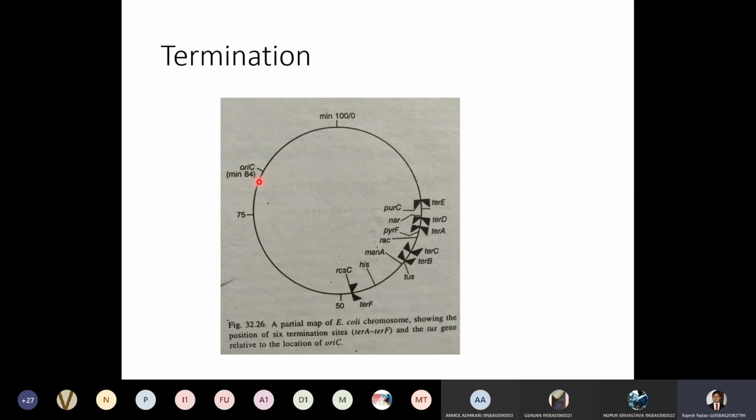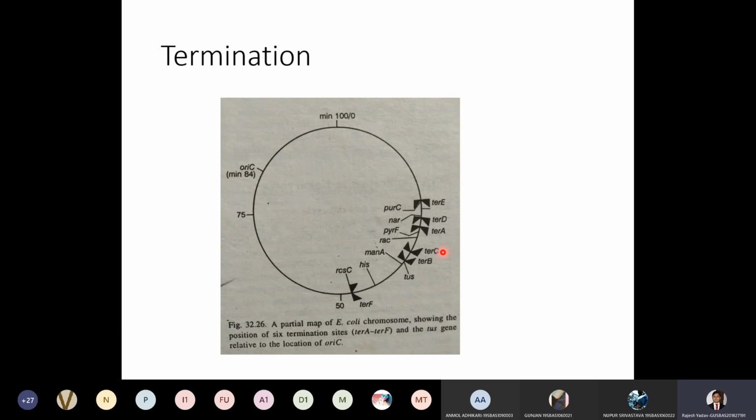So when the DNA is coming in the clockwise direction and anti-clockwise direction, when it reaches this ter site, automatically the ter site will bind with both DNA strands. When it binds the DNA strand, it will not further allow the replication process. So here the replication process will be stopped. That means this ter site is responsible for inhibiting the replication.